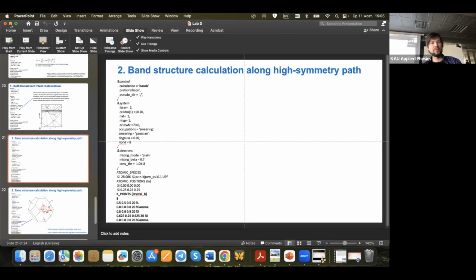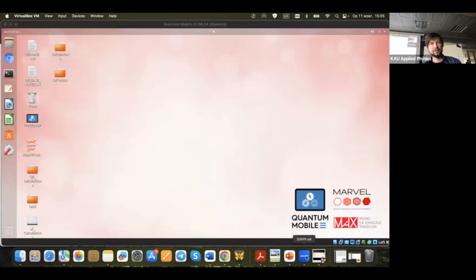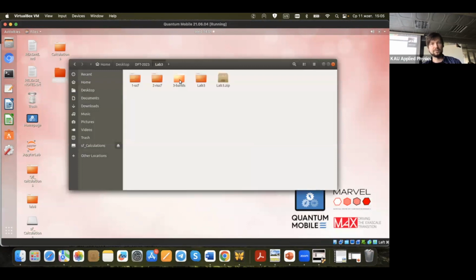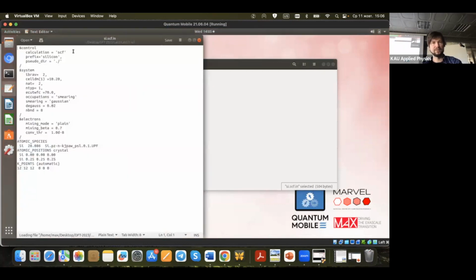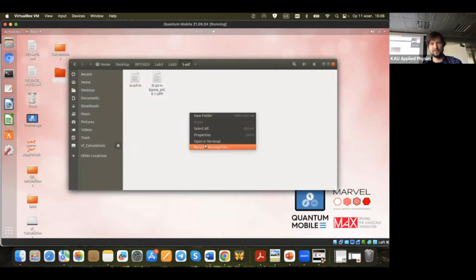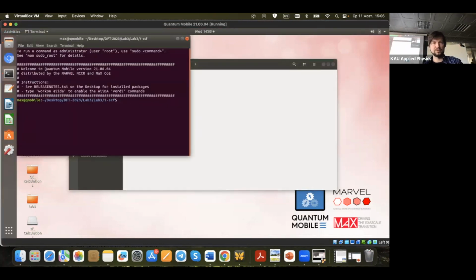Okay, we can make this SCF calculation together. We should go to lab 3, first folder, SCF. Here is my file. And I will launch this calculation. It will take a few seconds, or even less.